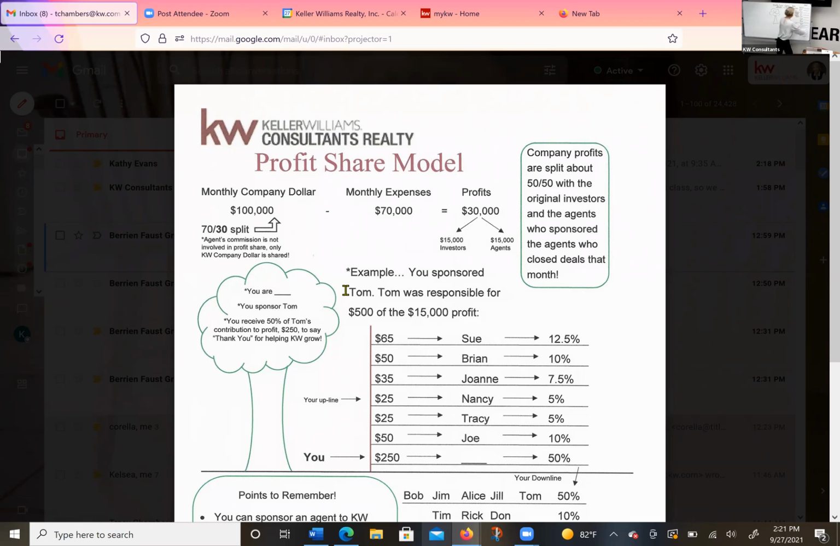So you are Susie. Over there, there's a tree. You guys see the little tree? So let's just say we're Susie, and we're going to bring in Tom, okay? So Susie is here. Okay, so I am Susie. Now, this line here is who brought Susie in, okay? So Joe brought in Susie. Tracy, I always like to use my own name, by the way, I'm Tracy Chambers. Tracy brought in Joe. Nancy Potts is my sponsor, so I like to use Nancy.